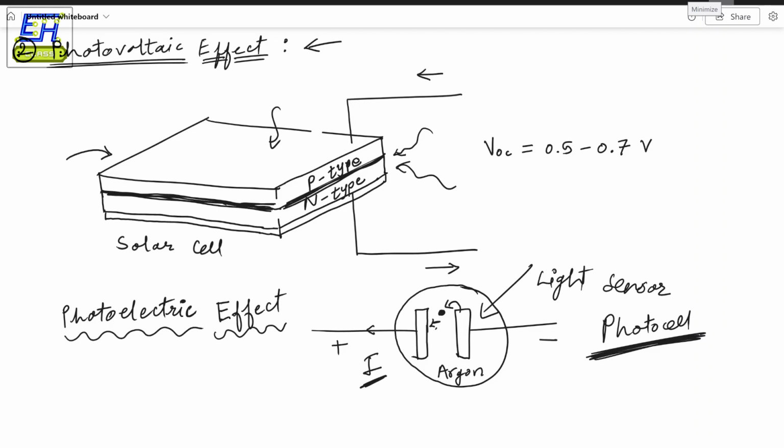We mostly use more advanced things, like photodiodes. You can think of them as really small solar cells, so basically just a smaller version of the solar cell. And you can also use, of course, LDRs, that is light dependent resistors, which are quite similar to the photocell, but you just have a material that actually changes its resistivity when exposed to light.